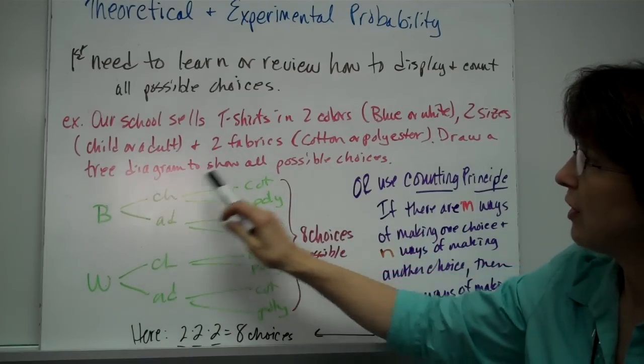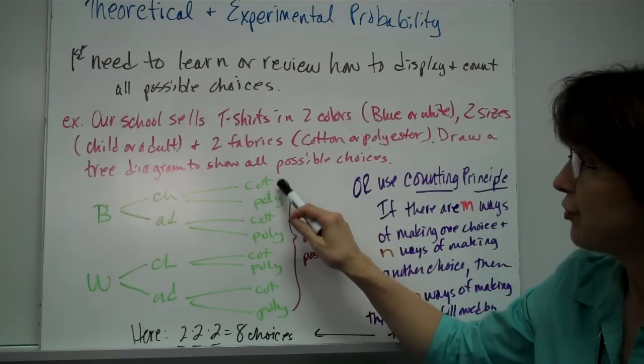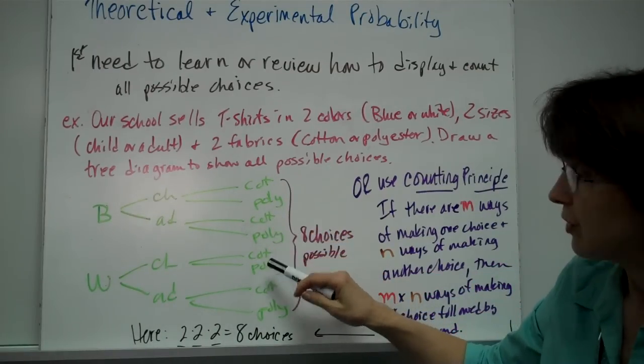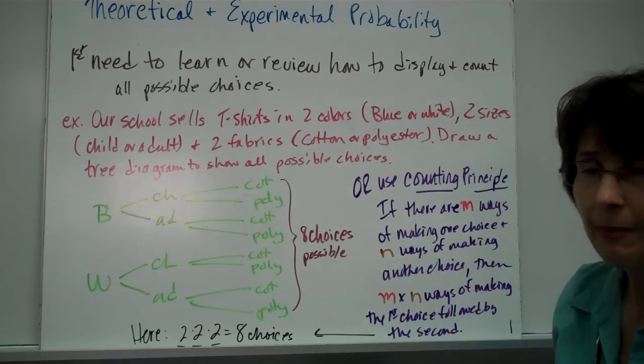It could be blue, child, cotton, or it could be blue, child, polyester. So that right there means two choices. Then you have two more if it was an adult, and similarly for the white. So altogether, we would have 8 possible choices.